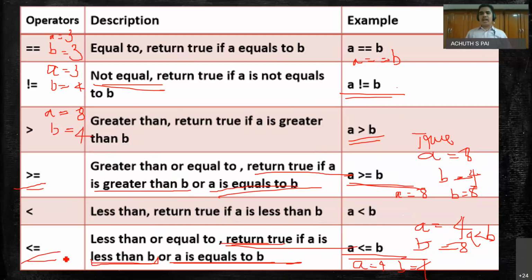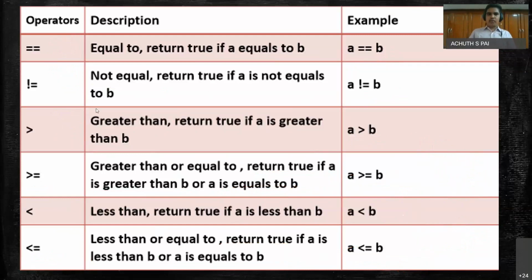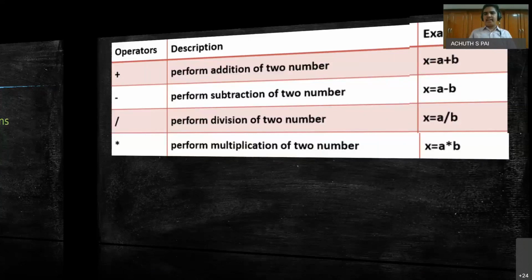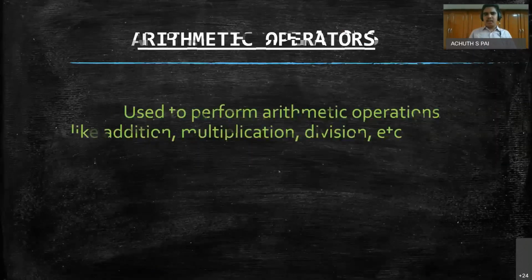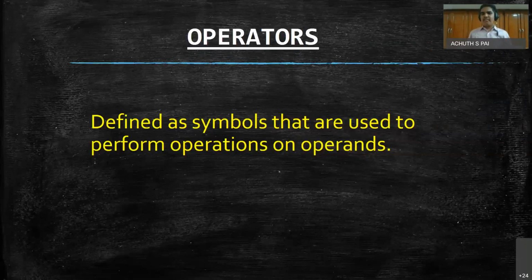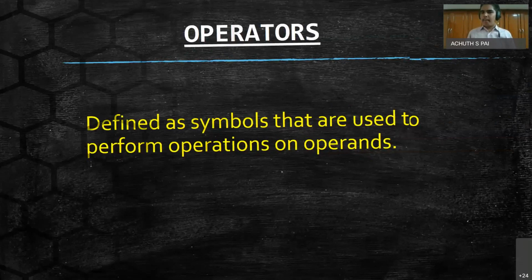Now we are coming to the end of this session and I would like to quickly summarize what we discussed. We discussed what is an operator in simple terms. Then what is the definition of operators? Operators are defined as symbols that are used to perform operations on operands.